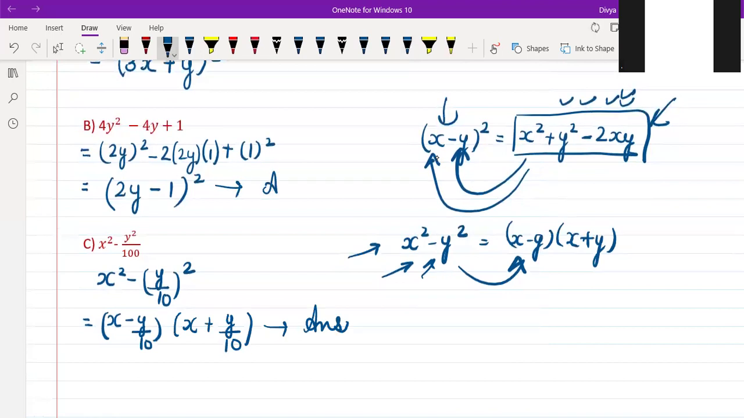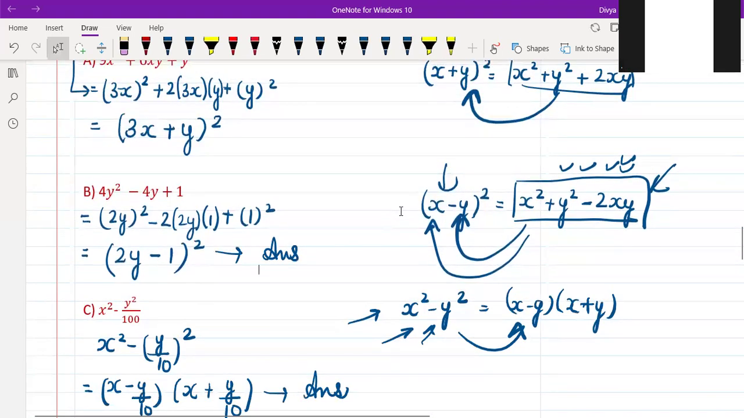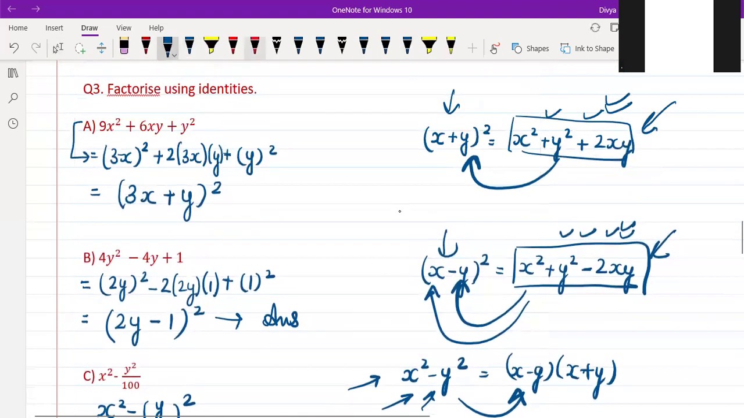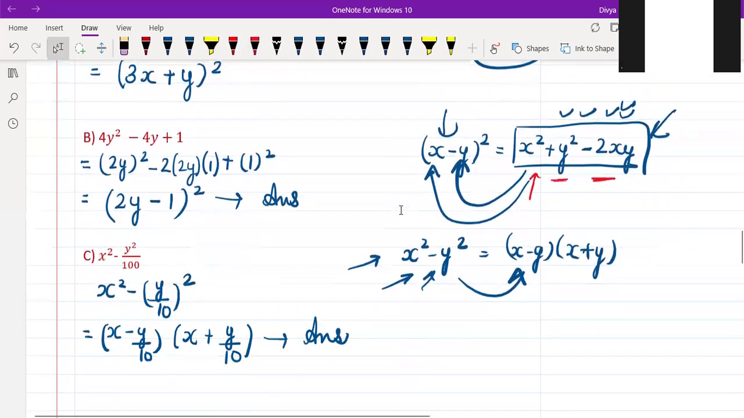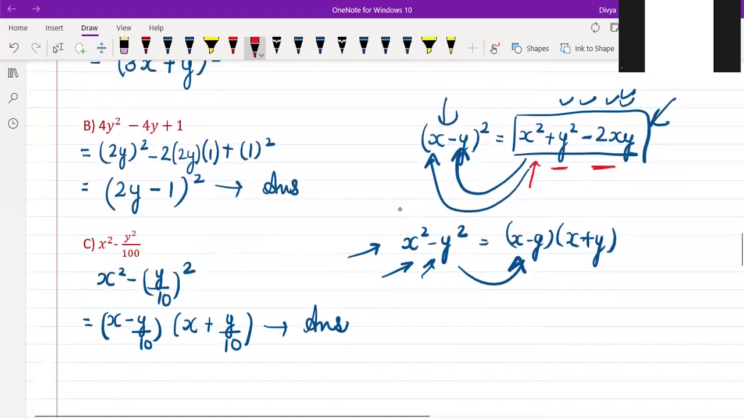This was the answer of the B part. So you can see that in all the three parts, we have used different identities. In the first part, we used the positive identity: (x + y) whole square is equal to x square plus y square plus 2xy. In the second part, we used the negative of the same identity, which says x square plus y square minus 2xy. And the third identity we have used earlier also in the previous two questions, which says x square minus y square is equal to (x − y) into (x + y). I hope the three parts are clear to you.